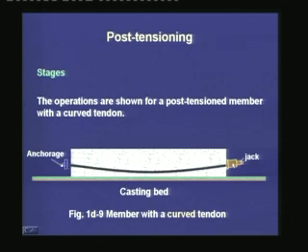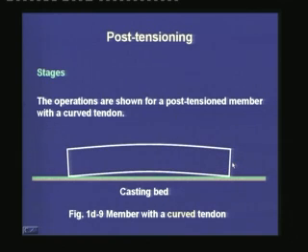The jack gets the reaction from the hardened concrete, and when it applies the tension, since the tendon is curved, it will have an upward displacement, which is called cambering of a post-tension member. Due to the cambering, the member will hog up from the casting bed. Once the jacking operation is done, the extra amount of the tendons is cut off from the two ends.